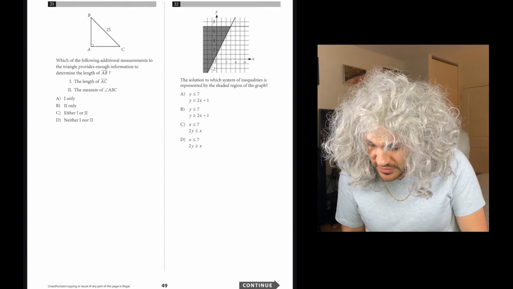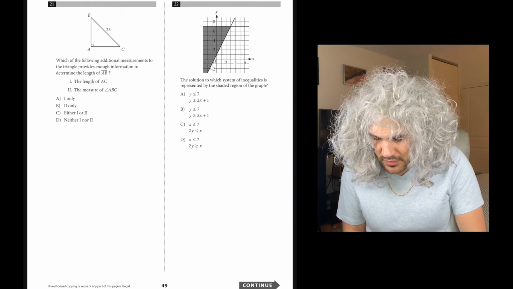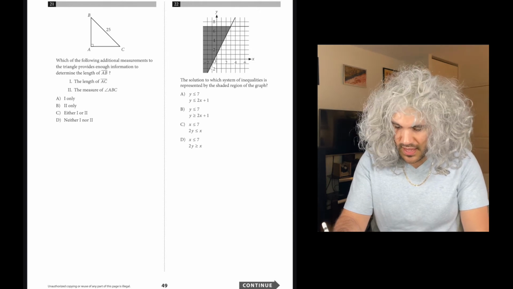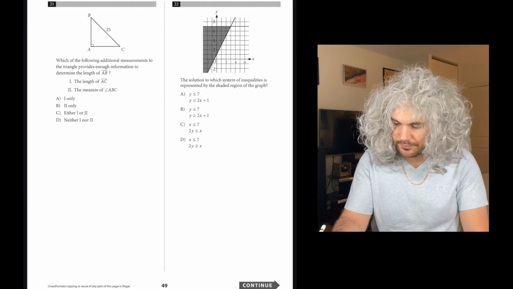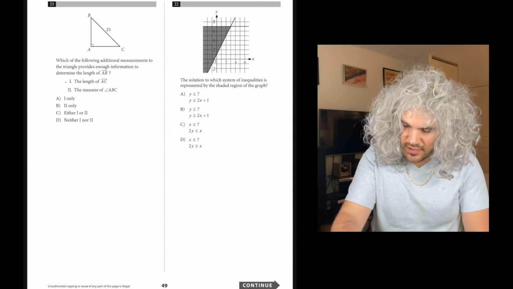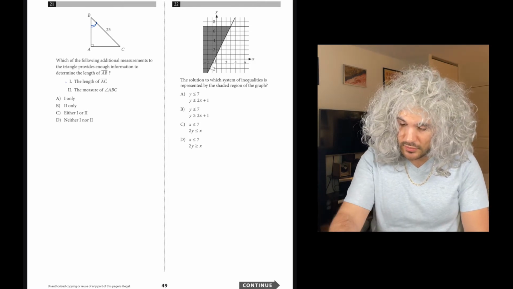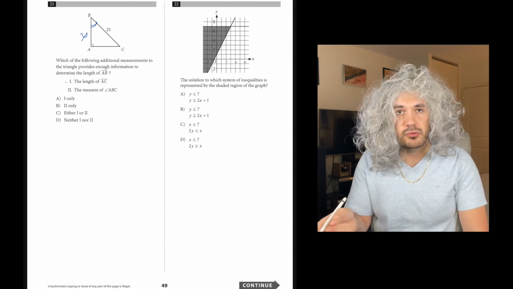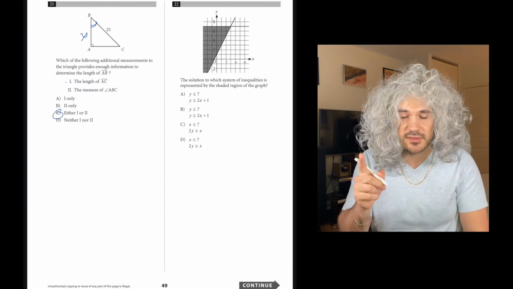21. Okay, so we're trying to see which of the following additional measurements to the triangle would provide enough info to determine the length of AB. Well, if we had AC, we could then get AB because we could use the Pythagorean theorem to figure that out. Great. So one works. What about the measure of angle ABC? So that means this angle. Oh, that would work perfectly too, because then we could just use a trig identity to figure that out. Great. That means either of these answers works, so our answer is going to be C.